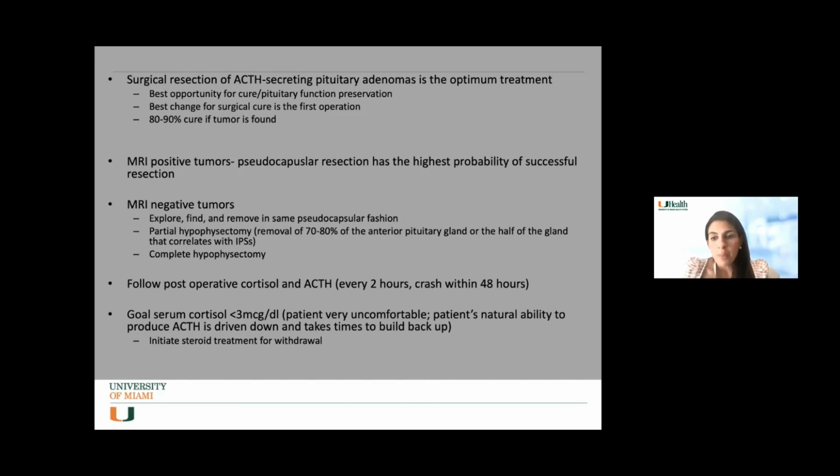So you could do either partial hypophysectomy, right, or complete. Obviously, panhypopituitarism is the complication of complete hypophysectomy that you have to take into consideration.